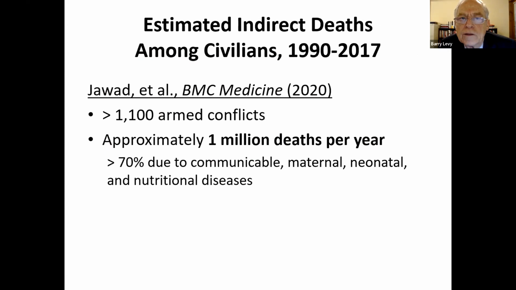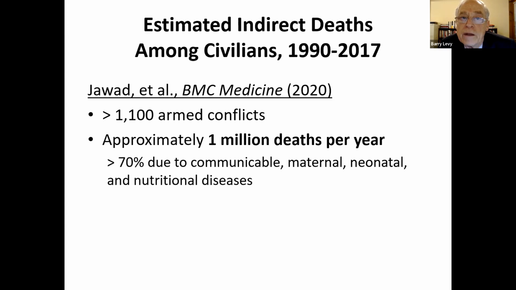Now, it turns out that the numbers of indirect deaths in most wars and in wars in the aggregate appear to be much greater than the numbers of direct deaths. The direct deaths get all the coverage in the media, but the indirect deaths may occur in much larger numbers and hardly get any coverage at all. Mohammed Jawad and his colleagues at the University of London a couple of years ago published a paper based on more than 1,000 armed conflicts over the period from 1990 to 2017, a 28-year period, and they found a little bit more than 1 million deaths a year.